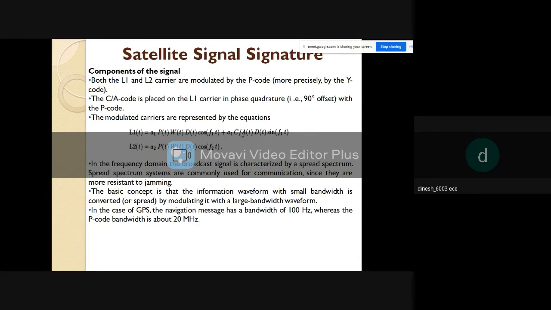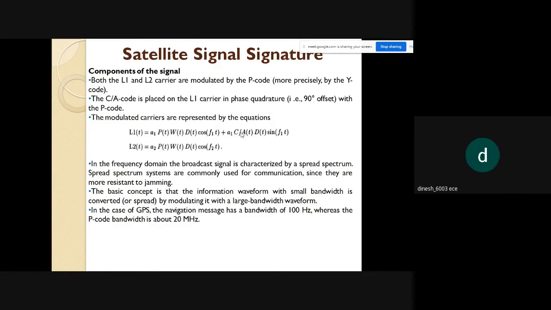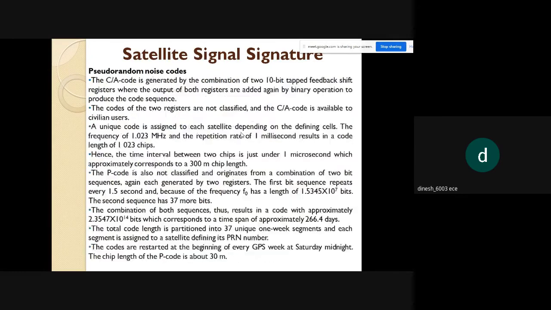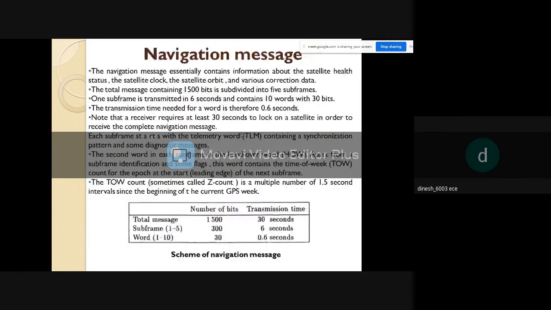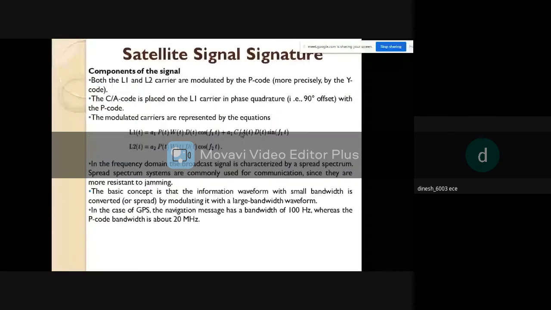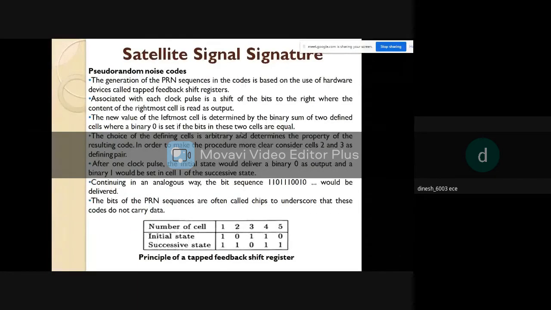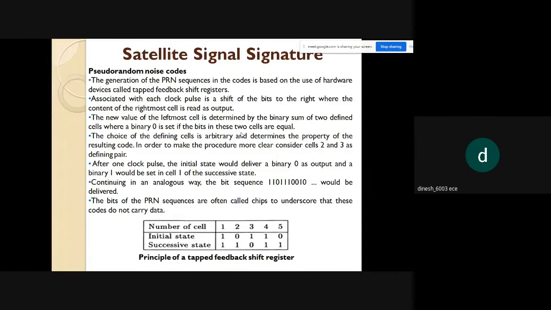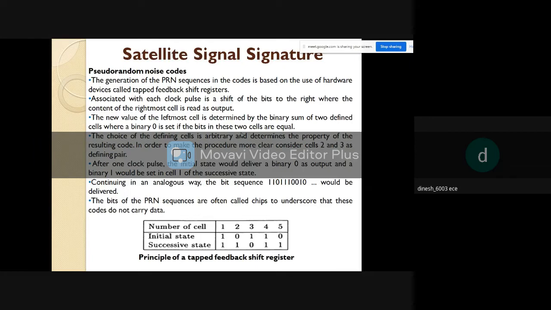This is a comparison. Next is the pseudo random noise codes, in short PRN sequences or PRN codes. These codes or sequences are generated by using tapped feedback shift registers having an appropriate hardwiring structure.